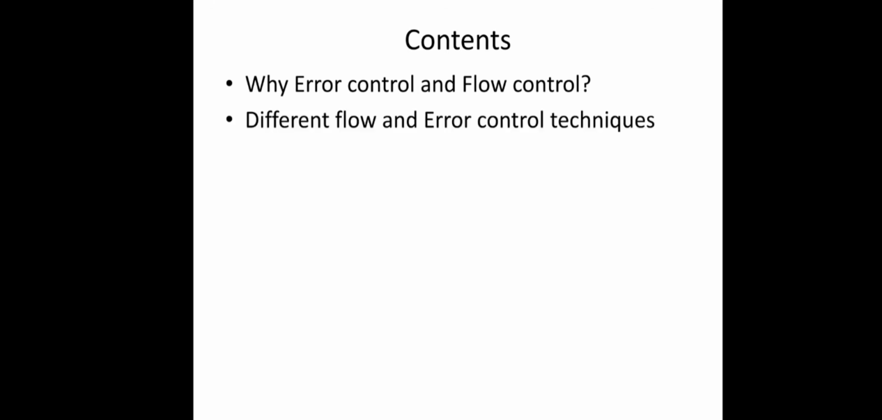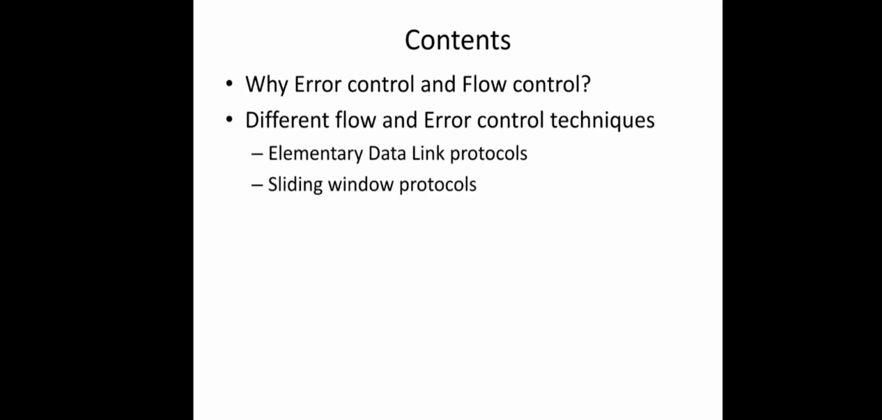First we will discuss why we need error control and flow control in this data link layer. And secondly, what are the different available techniques to implement this error control and flow control. Broadly we have two different categories: elementary data link protocols and sliding window protocols. And here we are focusing on elementary data link protocols.